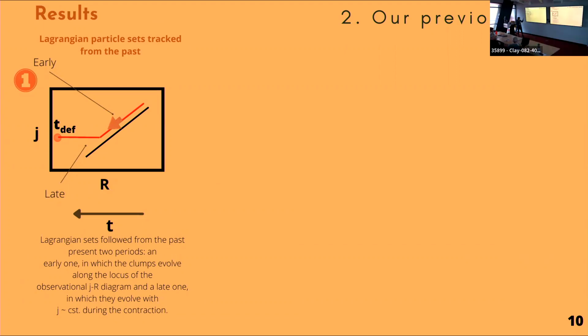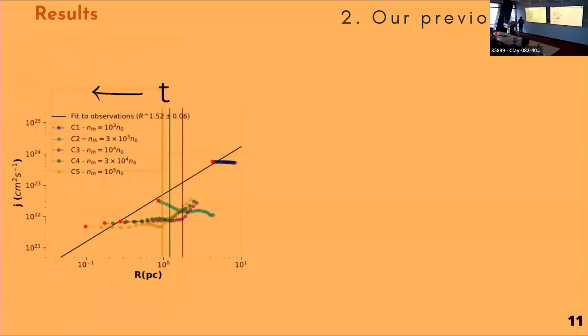Here, the definition time is at the end. In the case of tracking, this is the real plot, not just the drawing, the real plot. And you see here, for example, in these three clumps, the evolution in this time, and you observe this break in the evolutionary tracks.